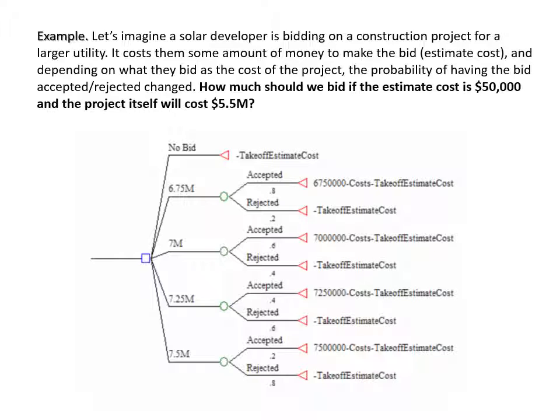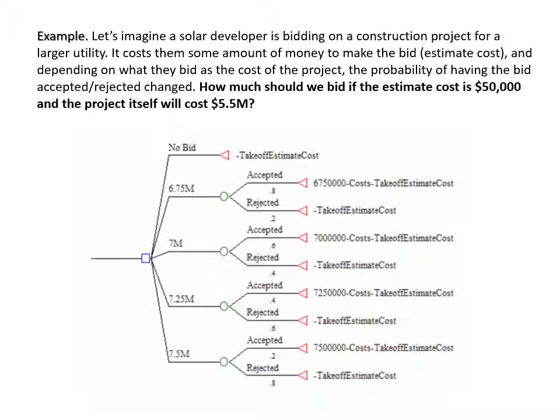So there's 5 different decisions we can make here. The first is no bid, and in that case we just lose $50,000. The second is that we bid $6.75 million. And in that case, there's an 80% chance of it being accepted, a 20% chance of it being rejected. If it's accepted, the money we make is $6.75 million minus the project costs of $5.5 million minus $50,000 to put the study together. If it's rejected, and there's a 20% chance of it being rejected, we lose $50,000.